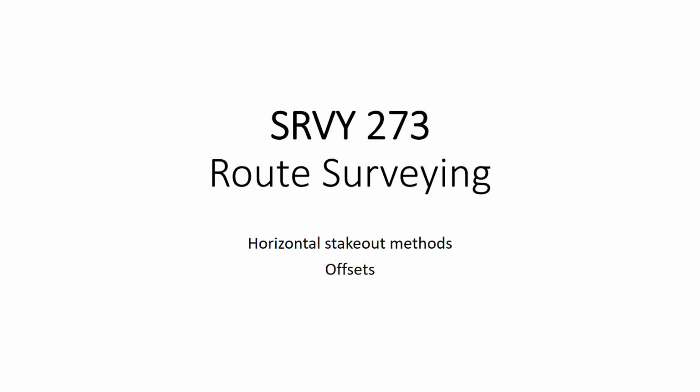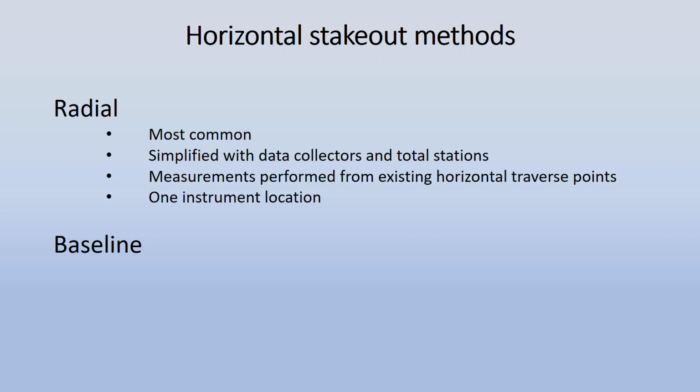This week we're going to talk about horizontal stakeout methods and offset stakes. Now there's two types of stakeout methods, primarily radial and baseline stakeout. Radial is by far the most common. It's become simplified in not recent years, probably the last couple decades, with electronic data collectors and total stations.